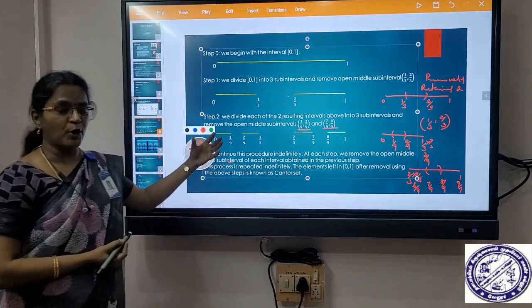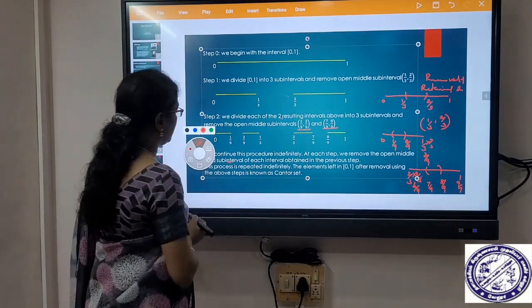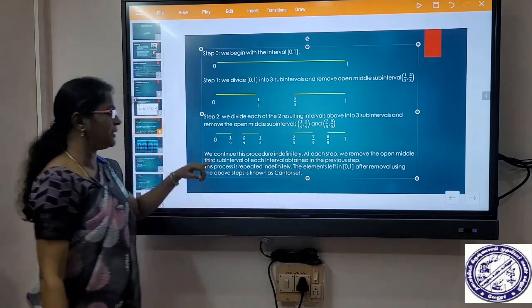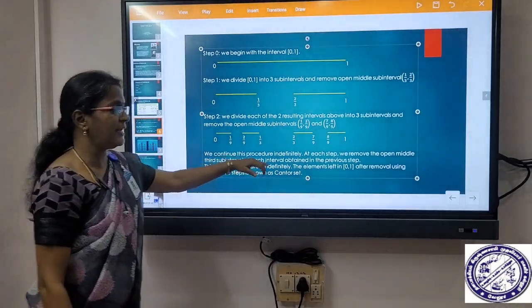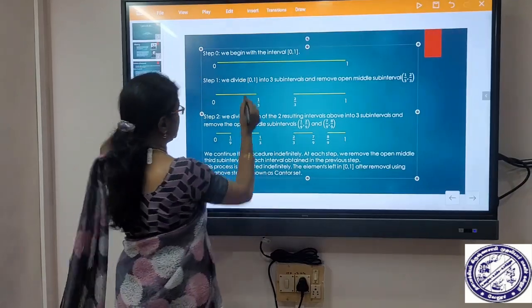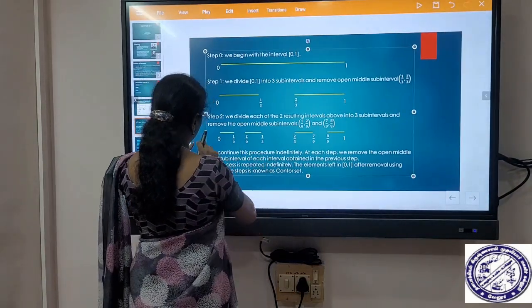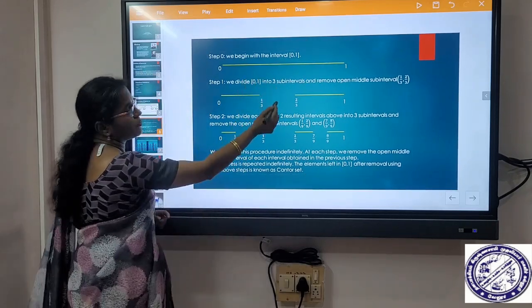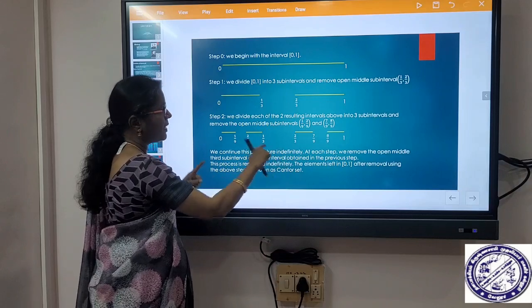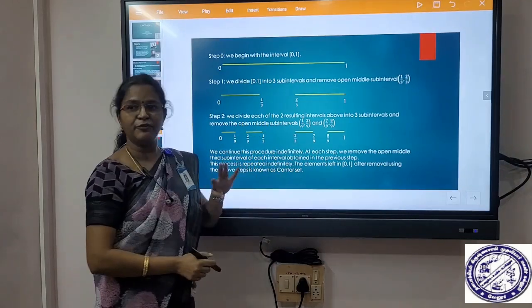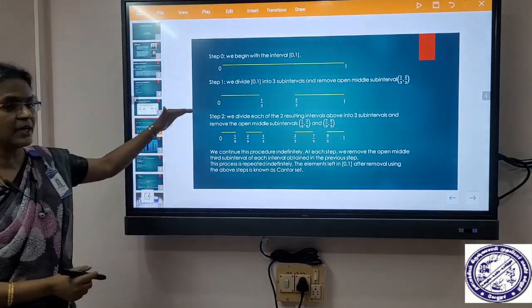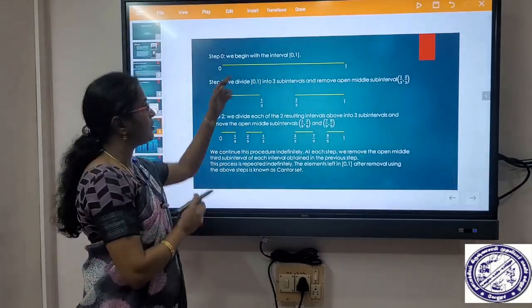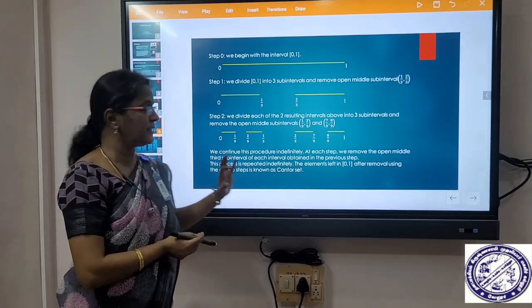So we continue the process like this. Continuing this process, at each step we remove the open middle third subinterval of each interval obtained in the previous step. In the first step, we removed one interval, and in the second step, we removed 2 intervals and retained 4 intervals. The process is continued, and the set of elements that remains in [0, 1] is called the Cantor set.